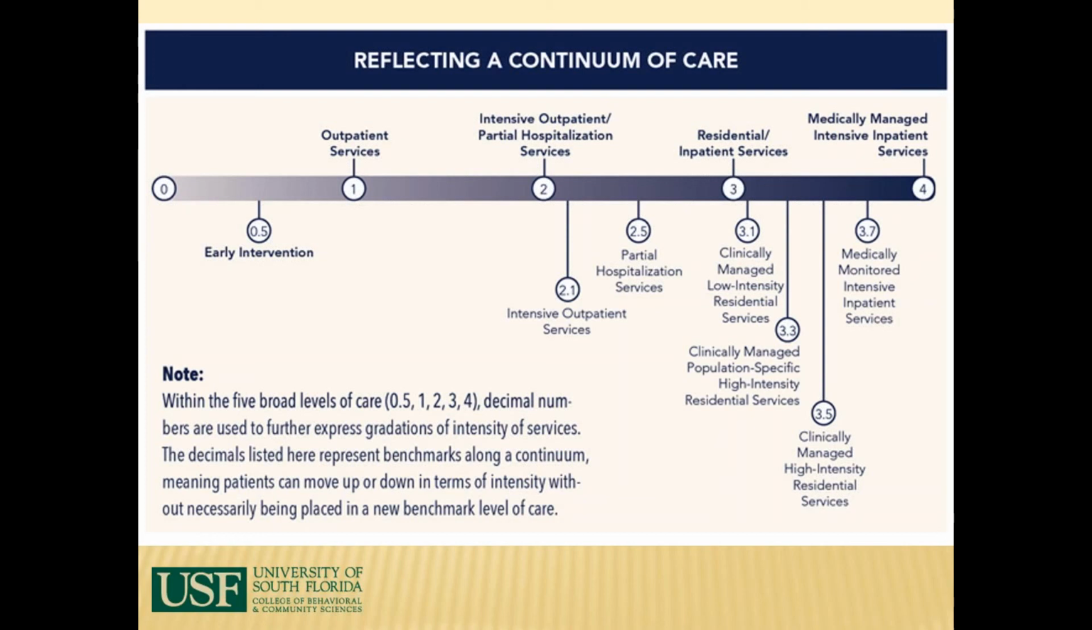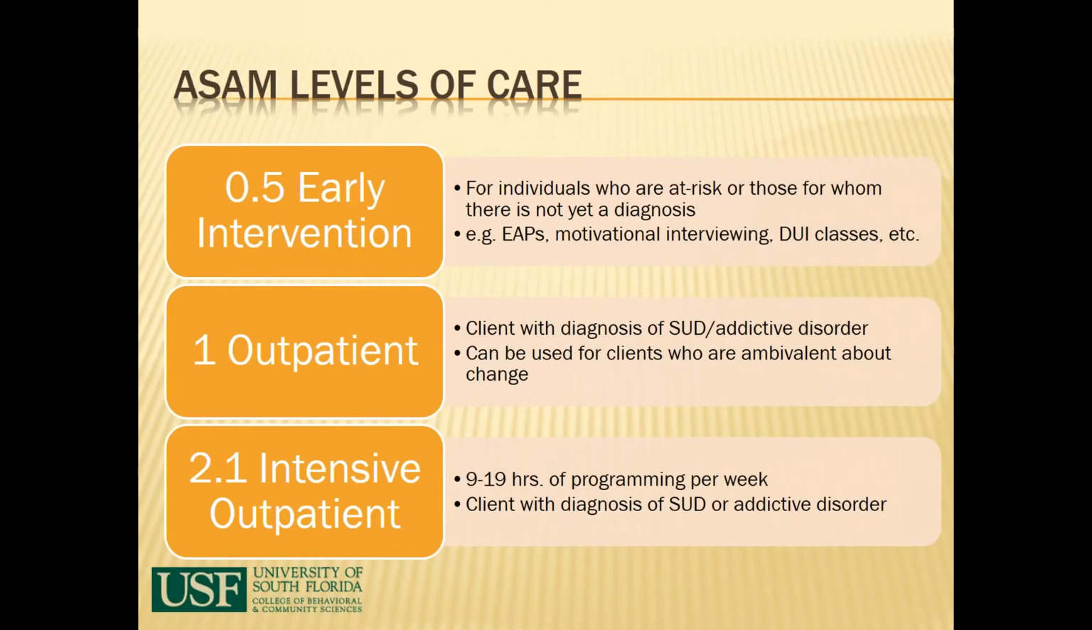We're going to go into a little bit more detail. Again, I mentioned 0.5 early intervention. This is for individuals who are at risk, but there's not yet a diagnosis. Examples might be employee assistance programs for early intervention and prevention, some motivational interviewing, because maybe there is a lot of defensiveness or denial, and we're not sure if they're really being accurate in their self-report. Maybe they do have a substance-related problem. Maybe they're ambivalent about it, and maybe we can clear that up.